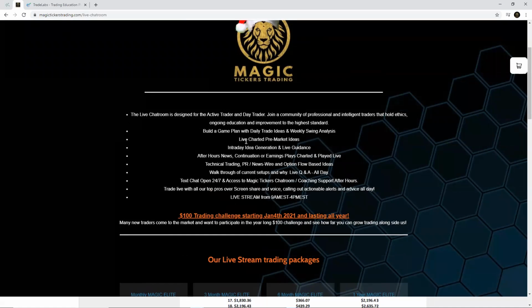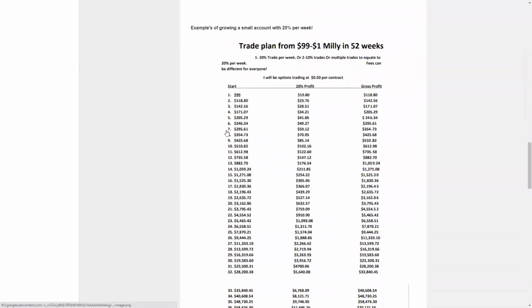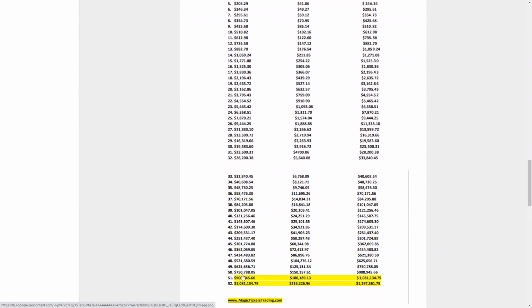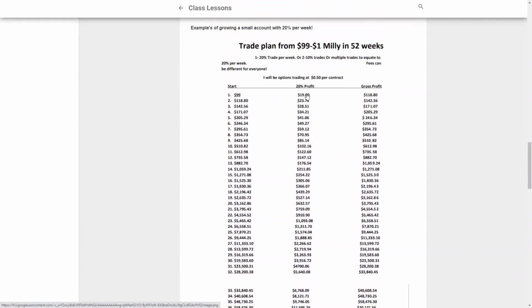It's such a way that you guys can trade along and try to grow that little 20%. I've got it broken down in what I'm looking for. That first trade needs to make 19 bucks. You've got 118 after that. And you start stair-stepping your way up, and we're going to try to do this for the entire year. I've got it broken down into 52 weeks here. 20% a week is all you've got to make in order to do this.